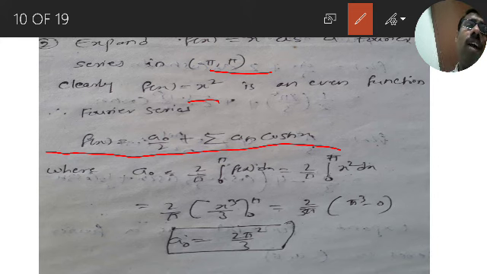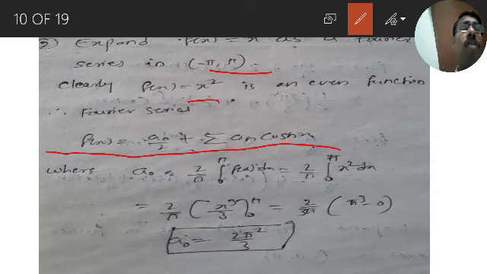So what is the a naught value? As per the formula for an even function, instead of 1 by pi you get 2 by pi, and instead of limits minus pi to pi, you write 0 to pi. So a naught is equal to 2 by pi integration 0 to pi f of x into dx. That is 2 by pi integration 0 to pi, and what is f of x? F of x is x square into dx.